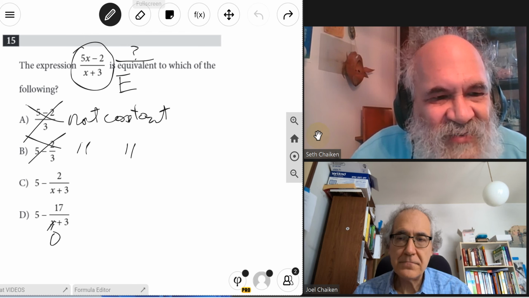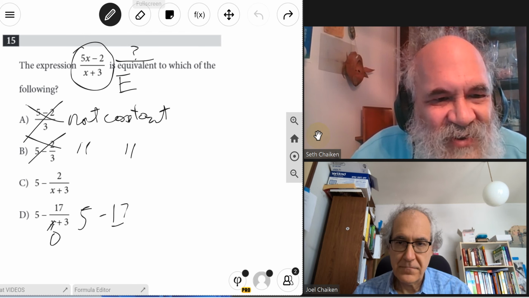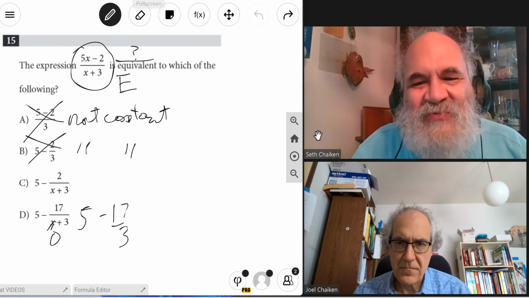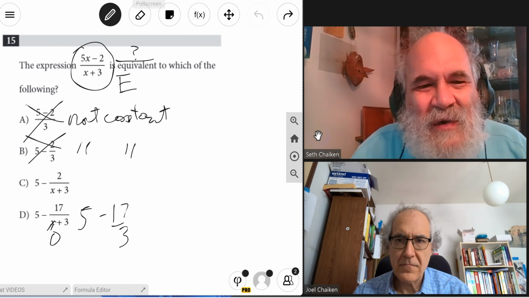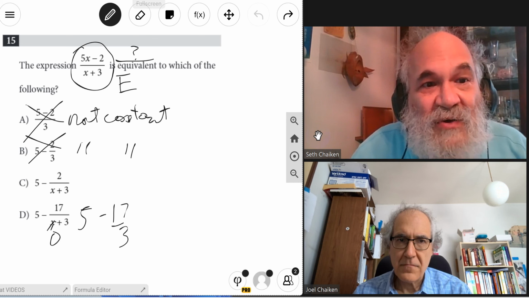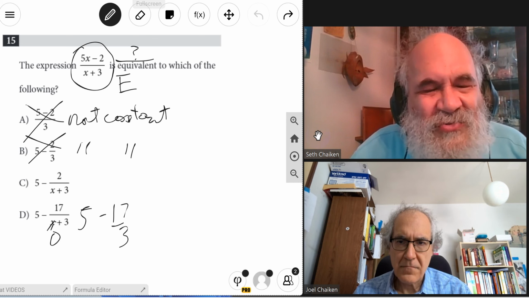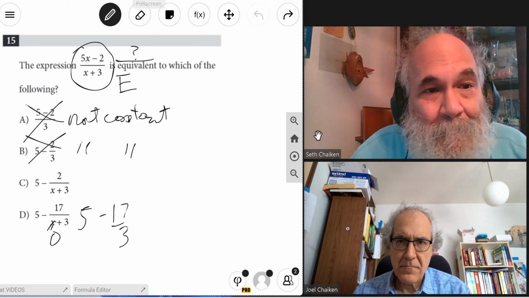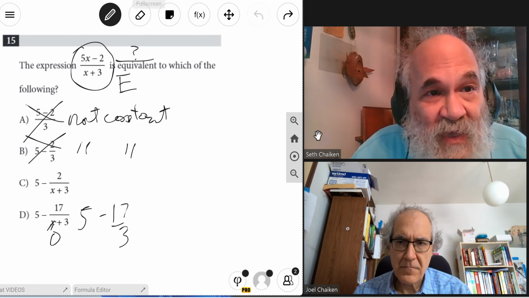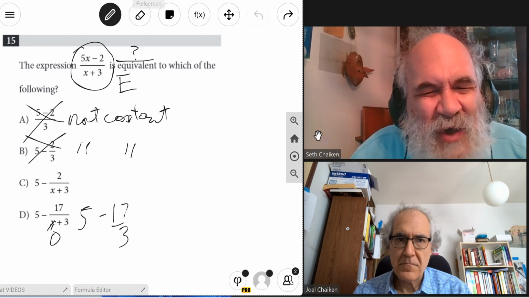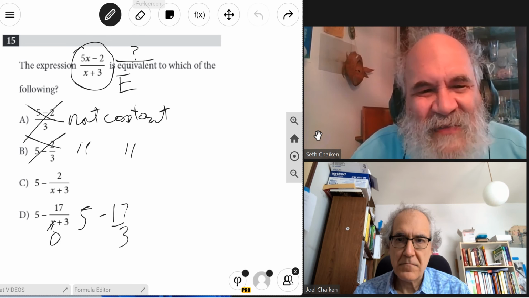So if you set x equals 0, we get 5 minus 17 over 3, which is a ridiculous number because it's fractional. It's not an integer. But maybe it is. I don't know. So it is a third. Get minus 2/3. Well, but I'm too lazy to. I don't want to. I'm too flustered to even do the math here.